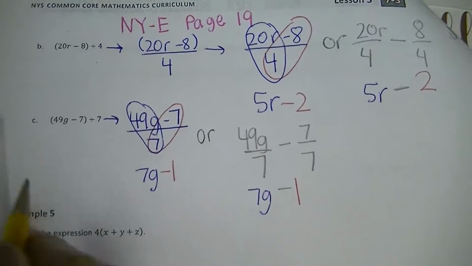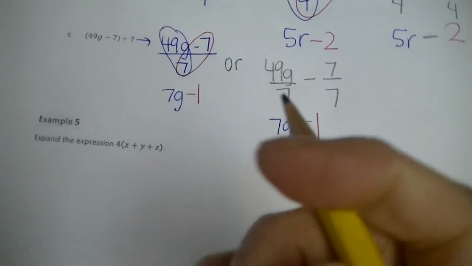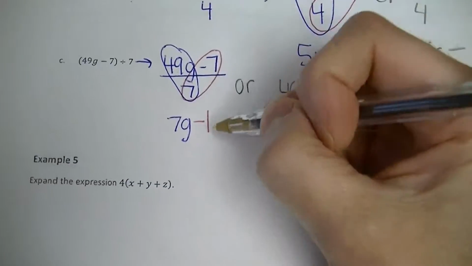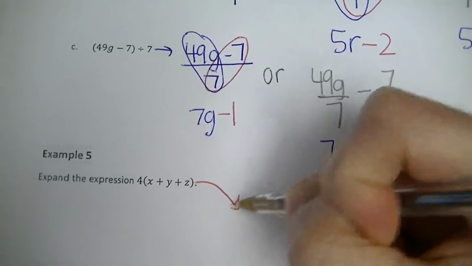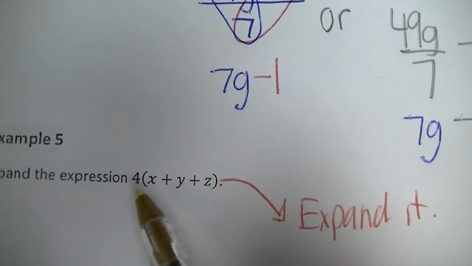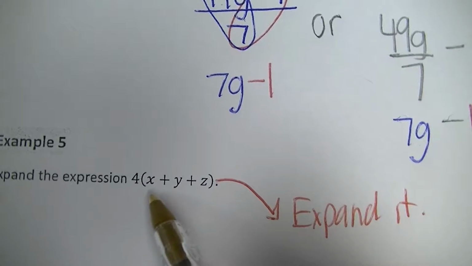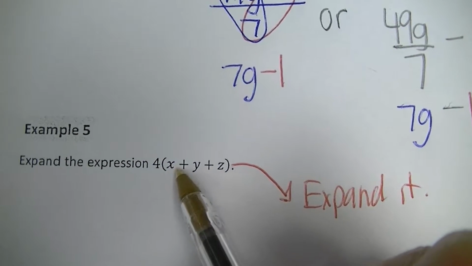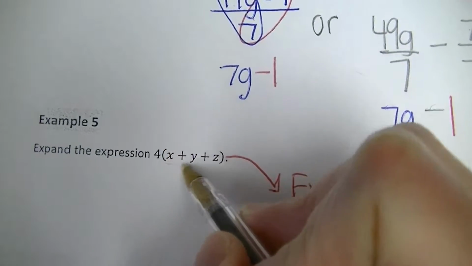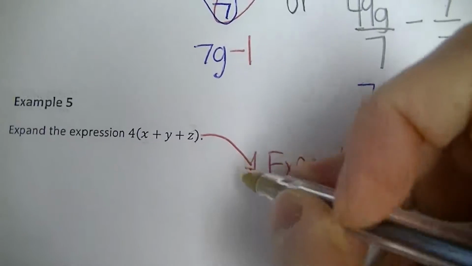All right, the next problem where it says example 5. It says to expand the expression. I'm going to show you what they mean by that. We're going to expand it over here because I'm going to need some room. When I read this, it's 4 times the quantity of x plus y plus z. What first comes to mind is, oh, I have to use the distributive property. But they want us to expand it out, and this is what that means. You're going to add 4 groups of this quantity right here. So you're going to write that down 4 times.